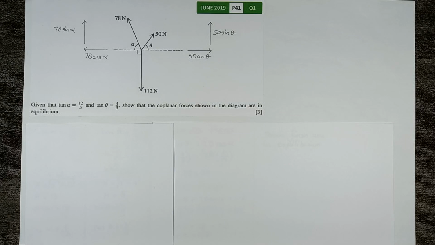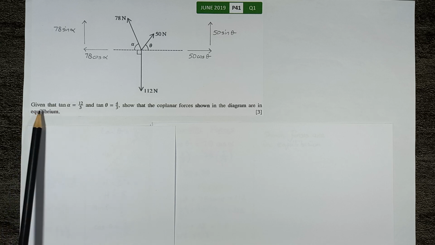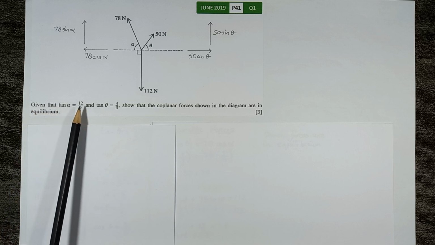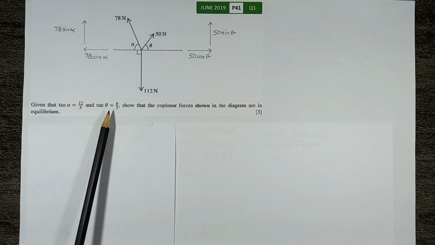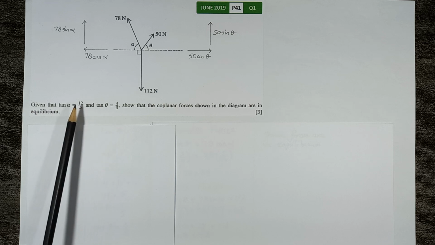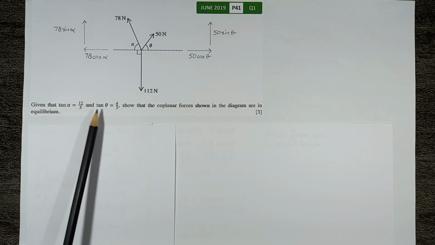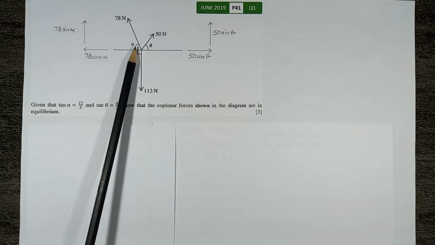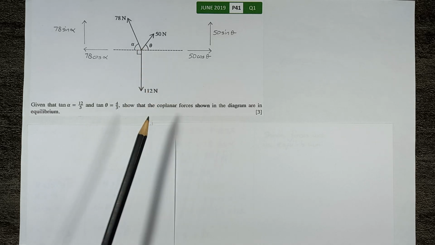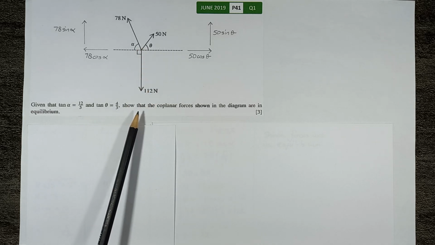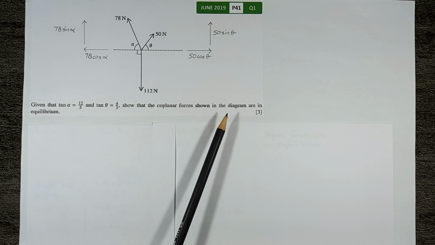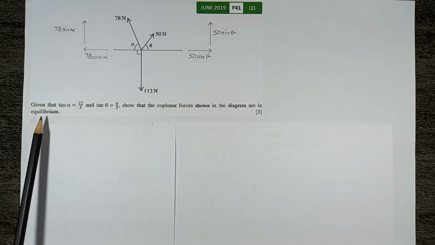Hello everyone. We have a question which says that given that tan alpha is equal to 12 upon 5 and tan theta is equal to 4 upon 3. That means we have two different angles, angle alpha and theta, and that can be seen in the diagram, alpha and theta over here. The question says that show that the coplanar forces shown in the diagram are in equilibrium.